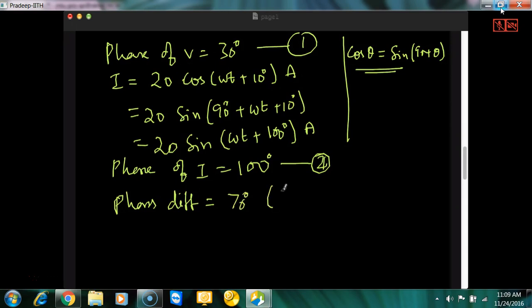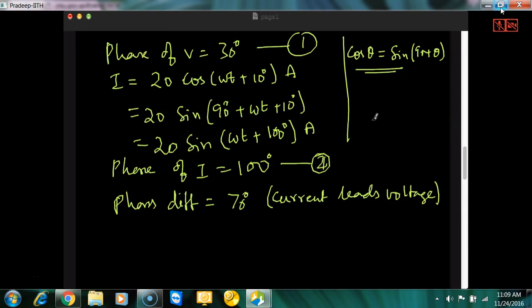You can say, is the current leading or the voltage leading? So you can say current lags voltage. Sorry, current leads the voltage. Because the angle of the current is higher than the angle of the voltage, we can say that the current is leading the voltage and the difference is 70 degrees.